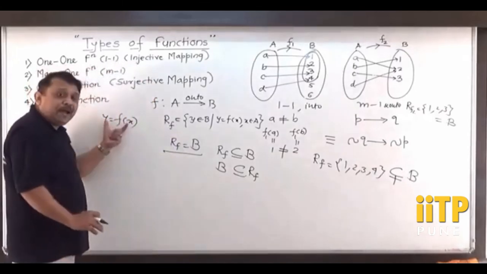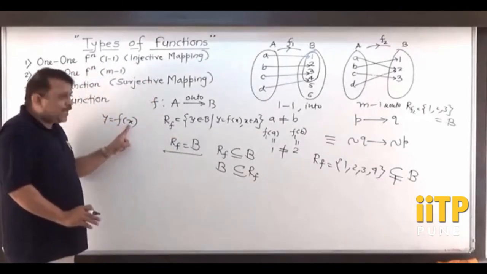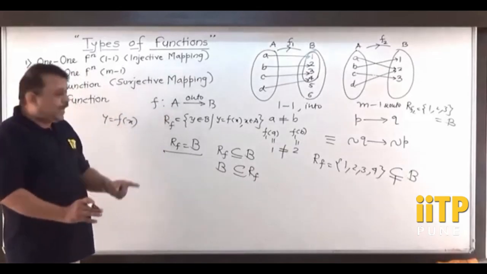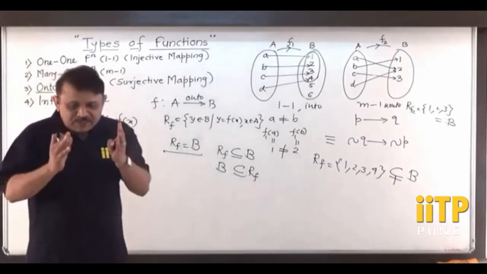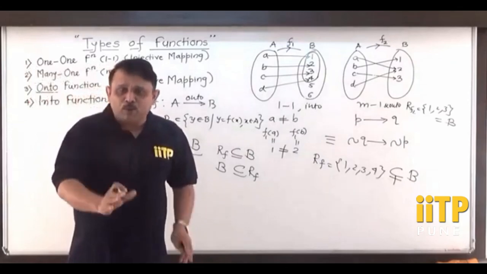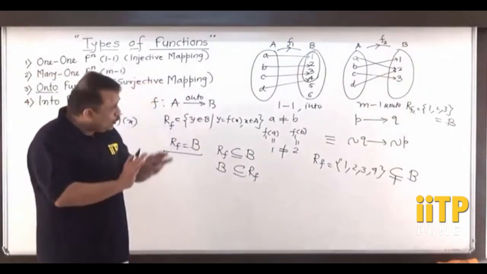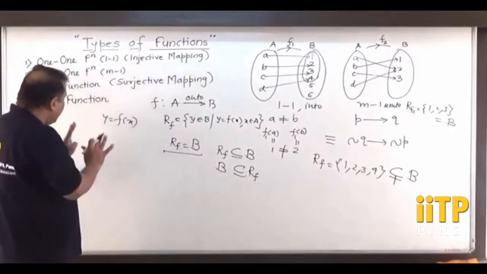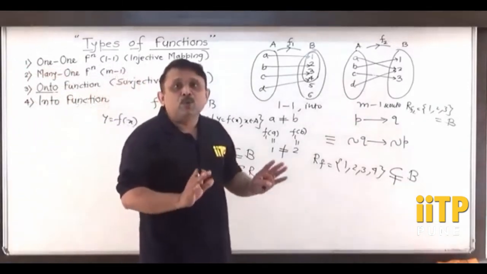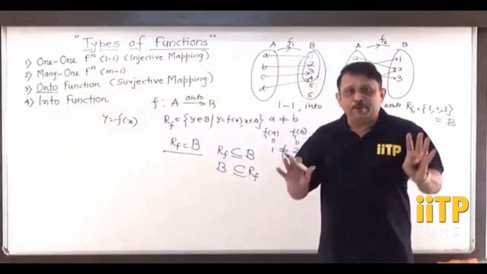If I could find for every y one x in capital A such that y equals f of x, we say that the function is onto. If a function is not onto, it is just into. So this is all about one-one, many one, onto and into functions. I hope you have understood this.